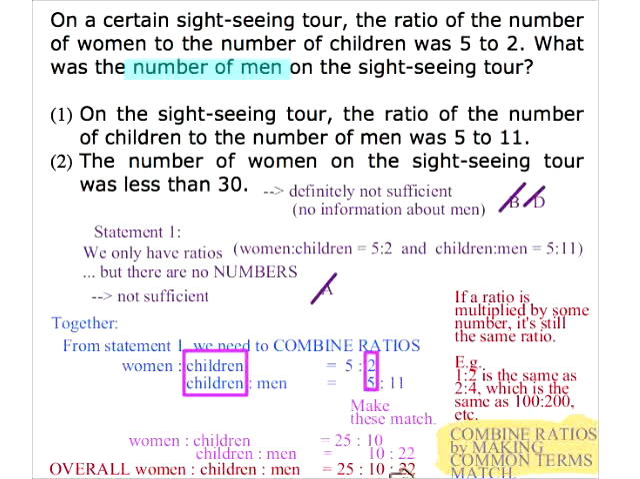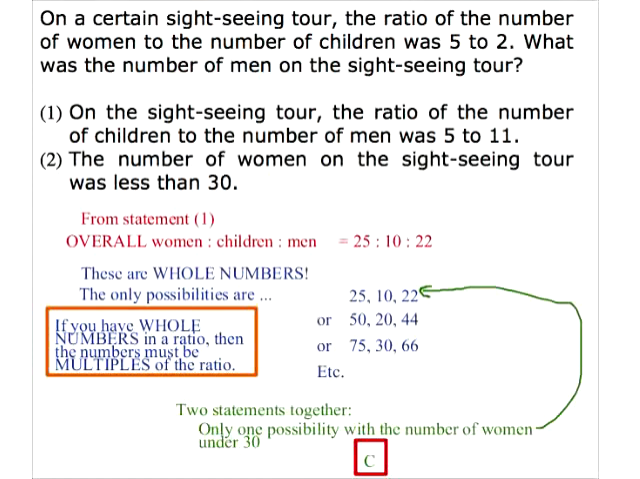Oh, okay, it's men. So that means that you have this possibility. This is it. These are the numbers. This means you have to have 25 women, 10 children, and 22 men, because there's only a single possibility. So, there are 22 men. Sarah, I hope that helps. Once you have that, you actually have all of the numbers. Other questions?